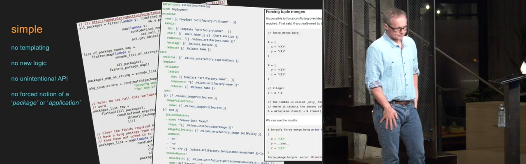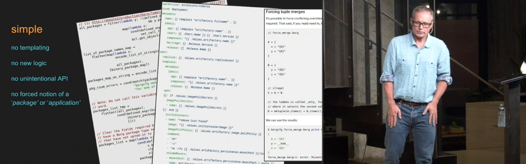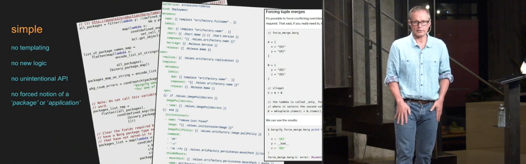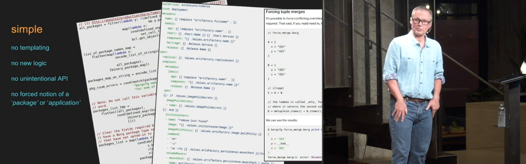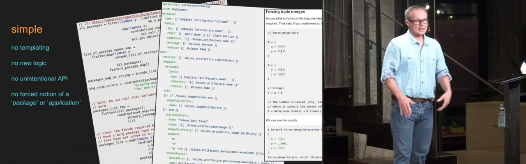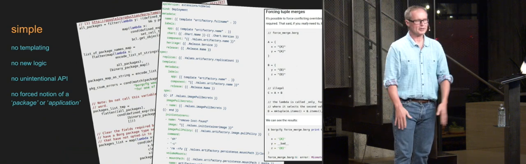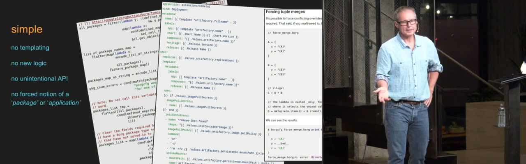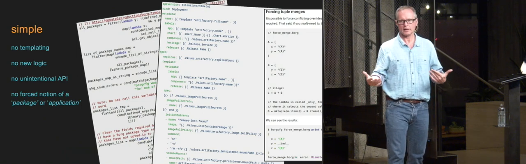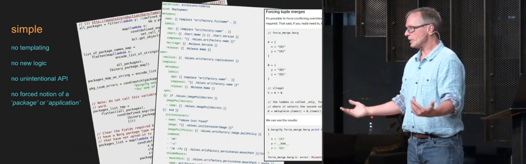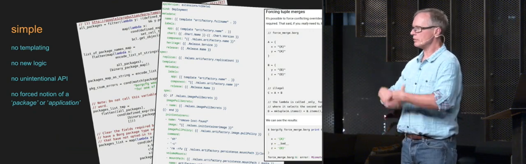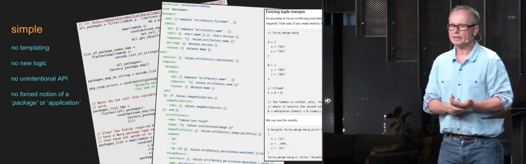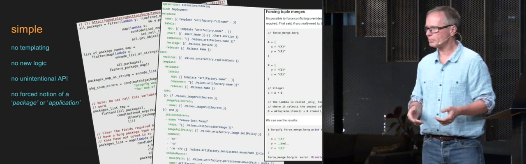Finally, we want it to be simple. You can imagine that at Google, there have been many people who like to invent programming languages and different templating systems, and we've had all of that stuff internally for almost 2 decades, I guess. It's kind of enough. We don't do that anymore. So this system has no templating in it. It has no new logic. There's no unintentional API. It just exposes the Kubernetes API, which is very well designed, very well thought out. There's a lot of community involvement in how the API should look, and we certainly don't want to obscure it by putting a layer over the top of it. And there's also no forced notion of a package or an application here.